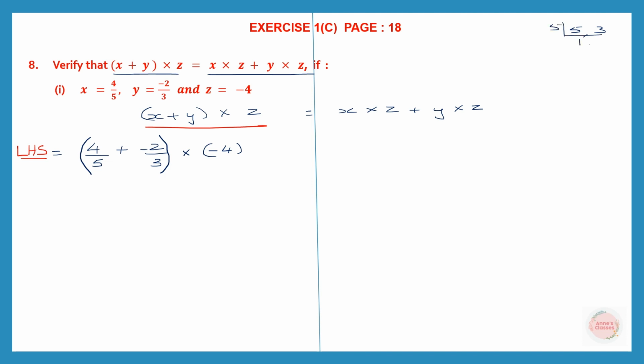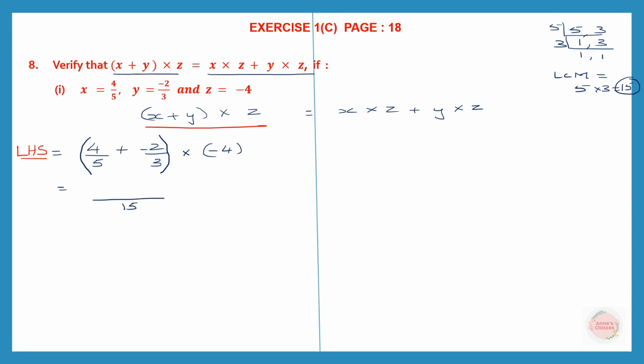5 ones are 5, bring down 3. Now use 3 here, 1 and 1. So what is the LCM? 5 into 3, which is 15. So we're going to use this here. So this will be 15.